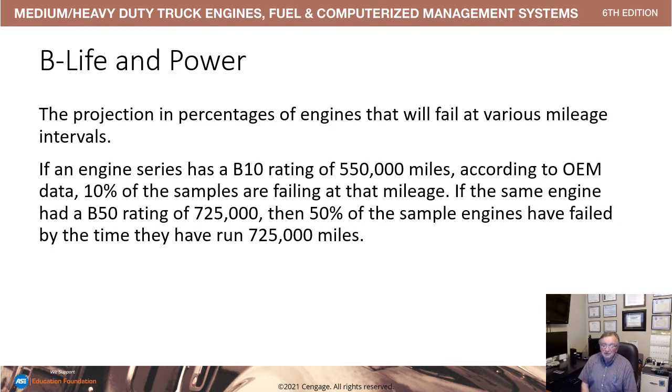The projection in percentages of engines that will fail at various mileage intervals. Truck OEMs are very concerned with the cost of operation and what is a good B-life for an engine. If an engine has a B10 rating of 550,000 miles, according to the OEM, 10% of the samples are failing at that mileage. If the same engine has a B50 rating of 725,000 miles, then 50% of the sample engines have failed by the time they've run 725,000 miles.